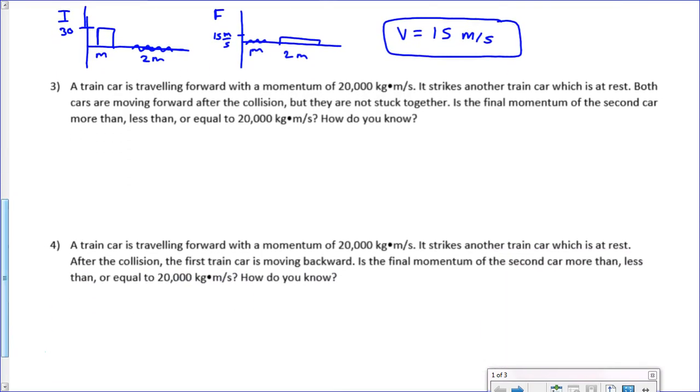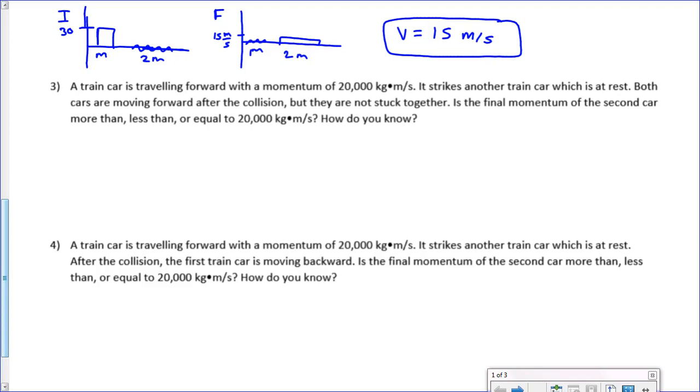For question 3 here, we've got a train car. This is traveling forward. It has a momentum of 20,000 kilogram meters per second. It strikes another train car which is at rest. Both cars are moving forward after the collision, but they are not stuck together. Is the final momentum of the second car more than, less than, or equal to 20,000 kilogram meters per second, and how do you know?